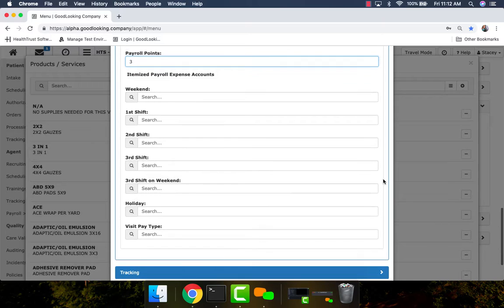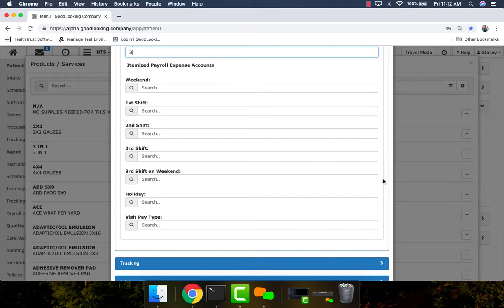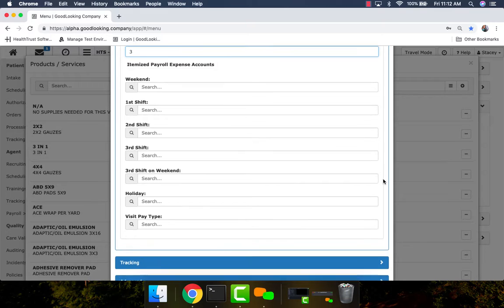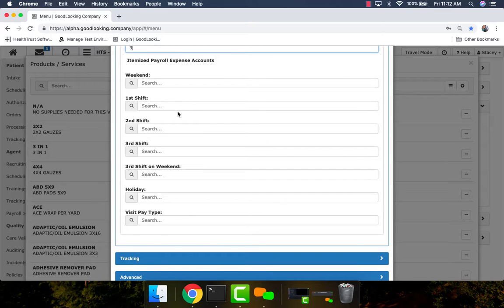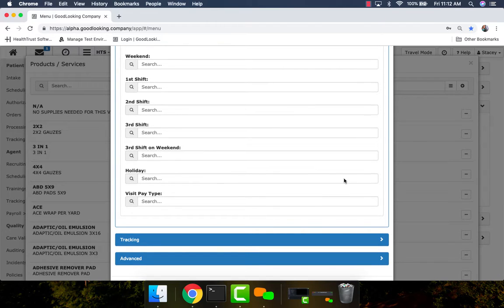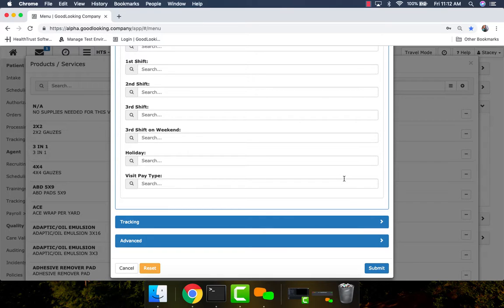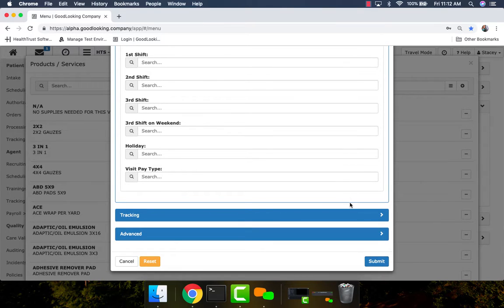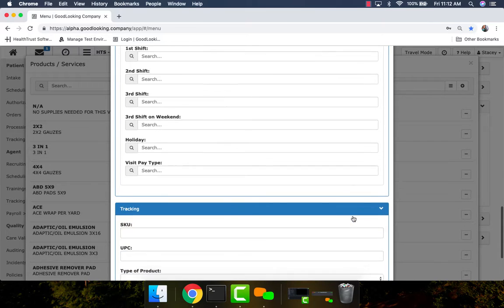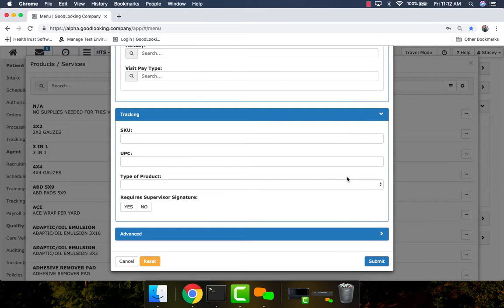And then for those of you who really want to get into complex general ledger expense allocations, you do have the capability of saying any of our weekend bonuses get allocated out to a different payroll account. Any of the third shift weekend bonuses or holiday bonuses get paid out to a different expense account versus the regular pay. Just know if your accountant asks you, you have some pretty advanced capabilities there.